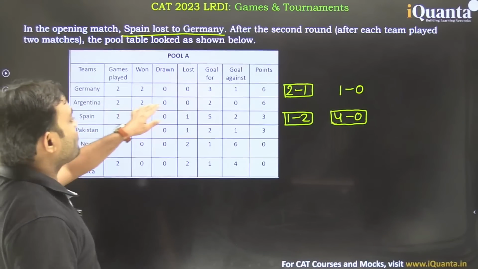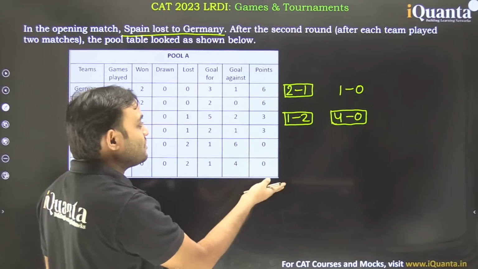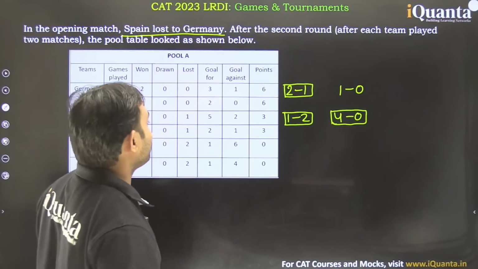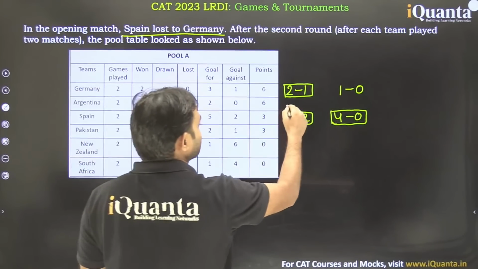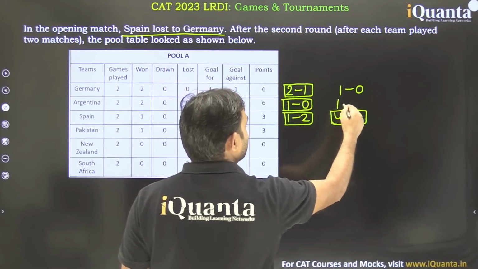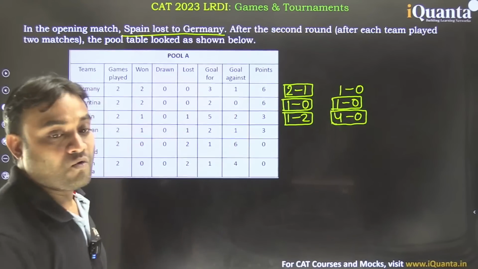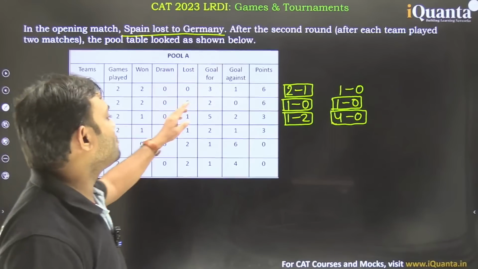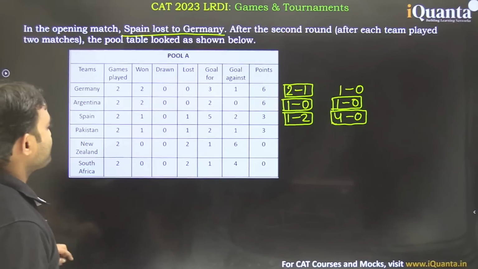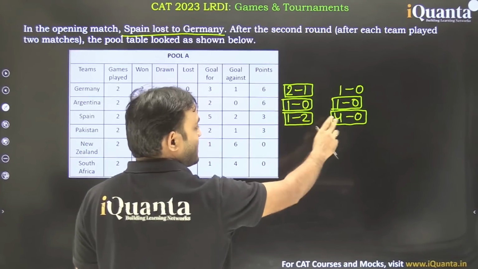Now Argentina won both the matches, right? And Argentina did not face any goal, but Argentina scored 2 goals. The only way Argentina could have won both the matches is when the score line of Argentina was 1-0 and 1-0. This is the only way it's possible that Argentina won both the matches by scoring only 2 goals, right? So next it says Spain won one match by 4-0.